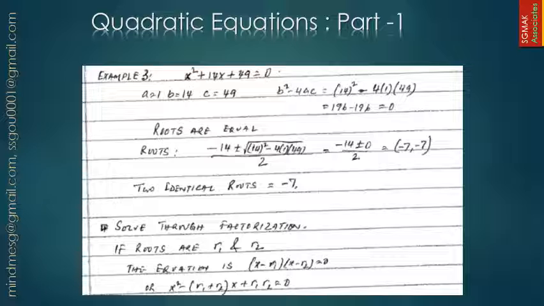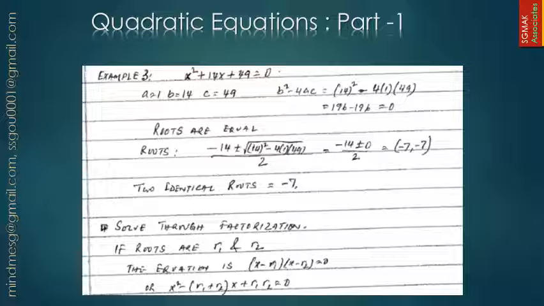Now for this one, what you can do is take the equation x squared plus 14x plus 49 equals 0, and write it as x squared plus 2 times x times 7 plus 7 squared equals 0. So you have the expression x plus 7 squared equals 0, and that will lead to two identical roots of minus 7, each equal to minus 7.